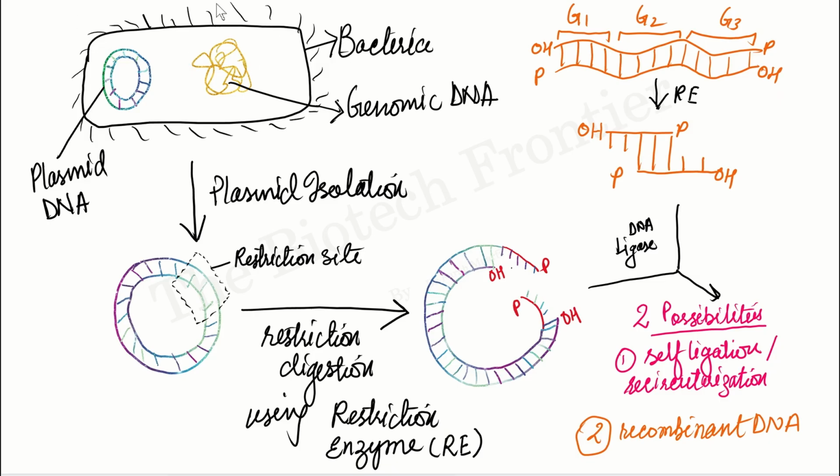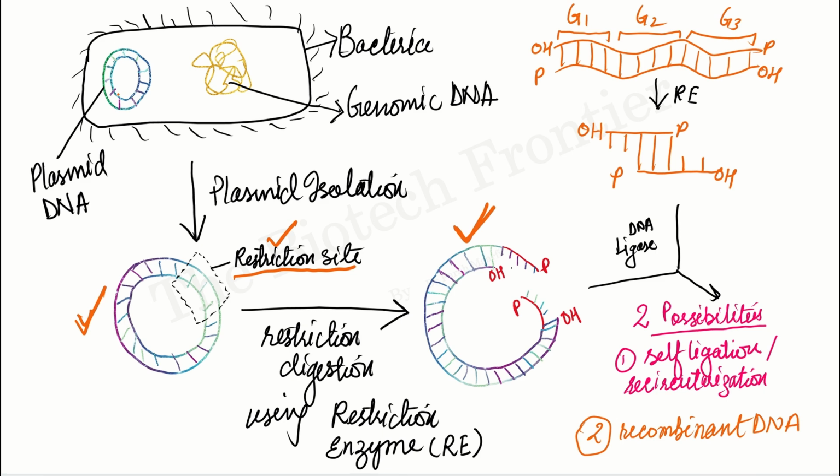Suppose this is a bacteria and this bacteria contains a plasmid DNA and this is the genomic DNA. Now when you isolate this plasmid from the bacteria, and you all know that this is a circular plasmid, right? This plasmid must have some restriction site, and when you digest this plasmid using a restriction enzyme specific to this restriction site, then you will get the plasmid like this. This is a digested plasmid, okay?